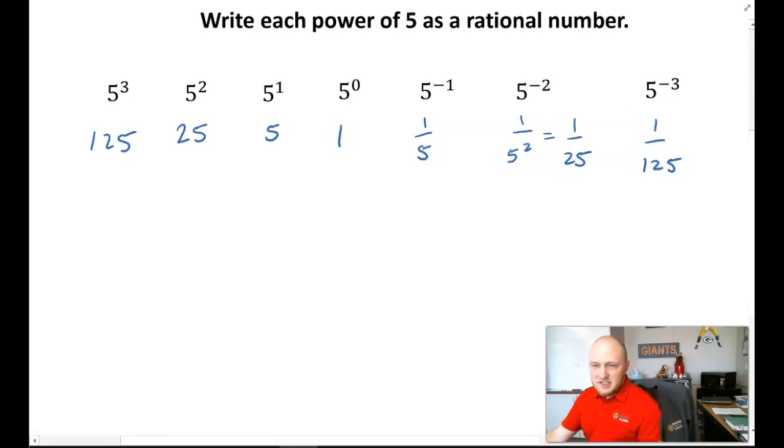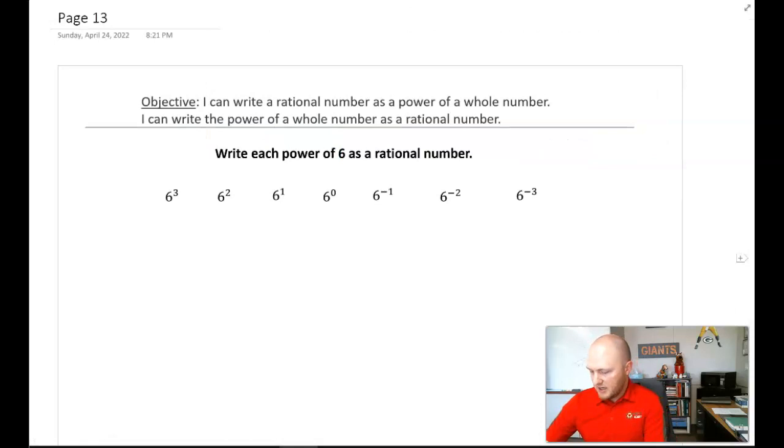So some of this is pretty easy, but a lot of the point of this is to just get you familiar with these numbers. So when you see these numbers, you recognize, hey, I can represent that as base 5. And we'll do that in the next example.